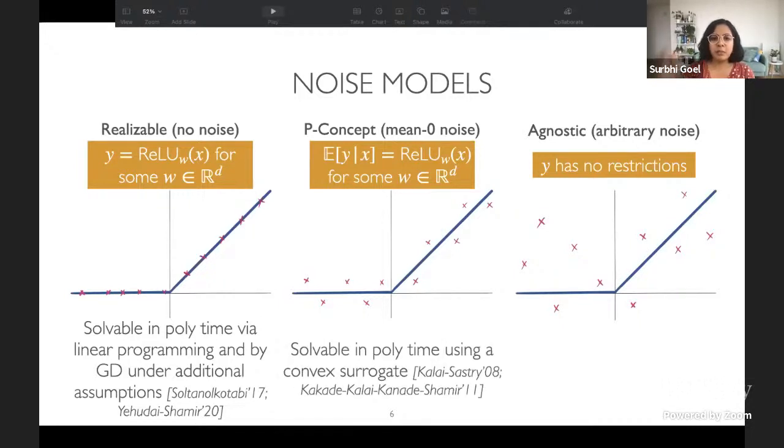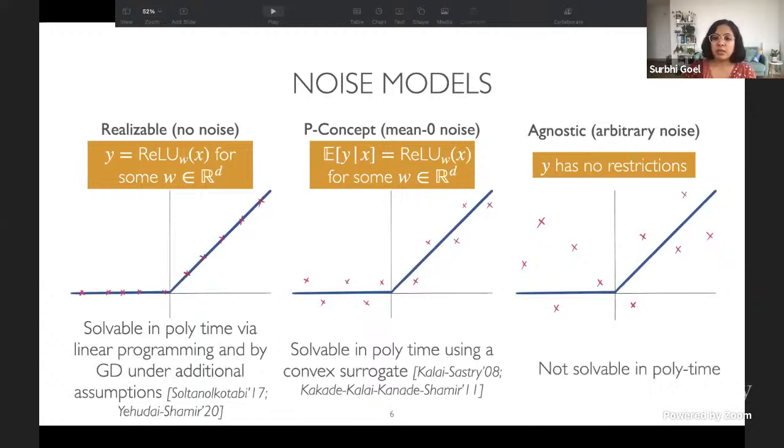Whereas in the p-concept noise model, in fact, this is also solvable in polynomial time. There is a convex surrogate that I mention in the later part of the talk, that if you optimize on that convex surrogate, you can guarantee that you're going to do well in terms of squared loss. And this is from work by Kalai, Shalev-Shwartz, Kakade, Kanade from the early 2010s.